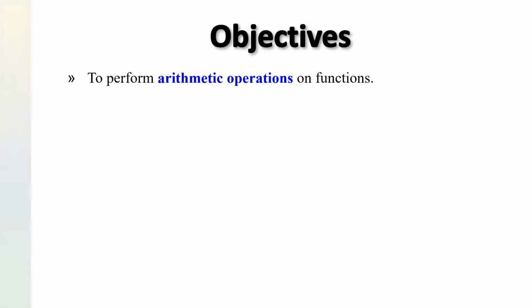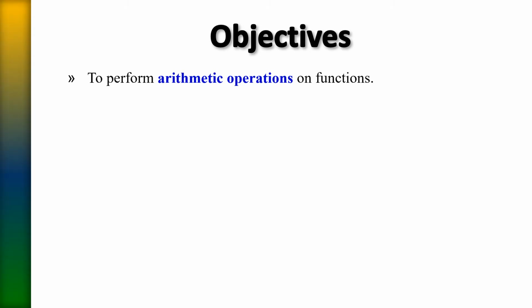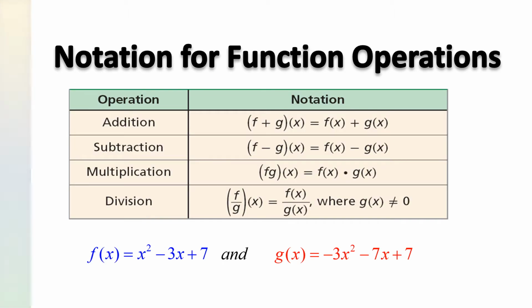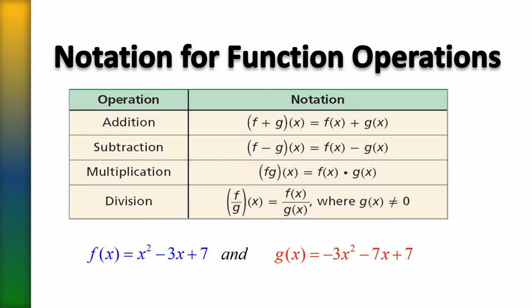In this lesson, we're going to perform arithmetic operations on functions. Notations for function operations. Let's say you're given the two functions you see below. f of x equals x squared minus 3x plus 7, and g of x equals negative 3x squared minus 7x plus 7.